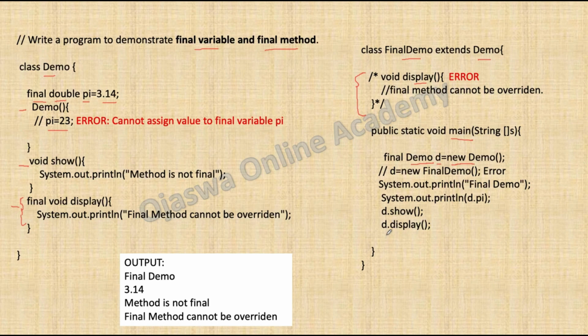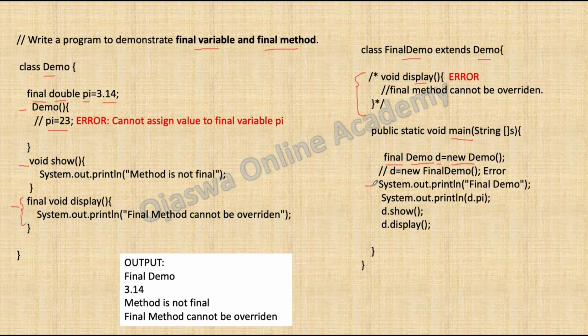But we have declared this object as final. So when you declare this object as final, what happens is you cannot reassign new object to the same reference variable. Once again, you cannot say d equal to new final demo. This will give you an error. If the object is not final, you can do this. You can create two objects for the same reference variable. But when you declare this as final, this is not allowed. Compiler will throw an error.